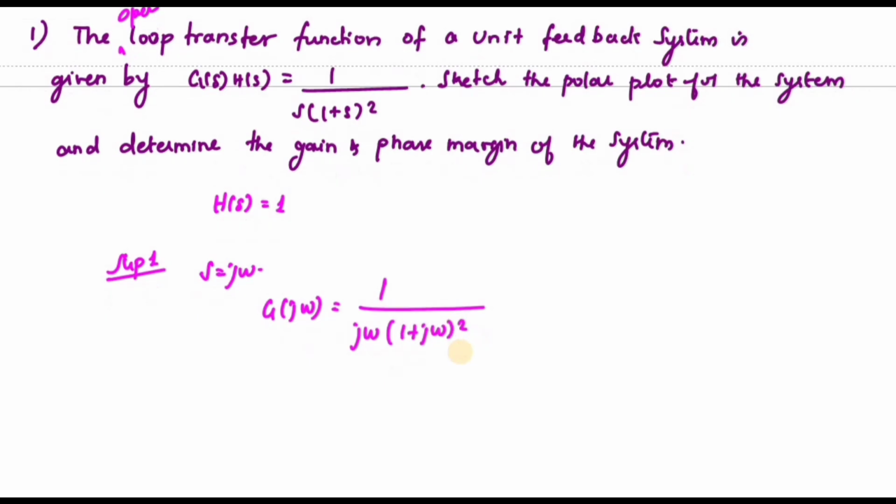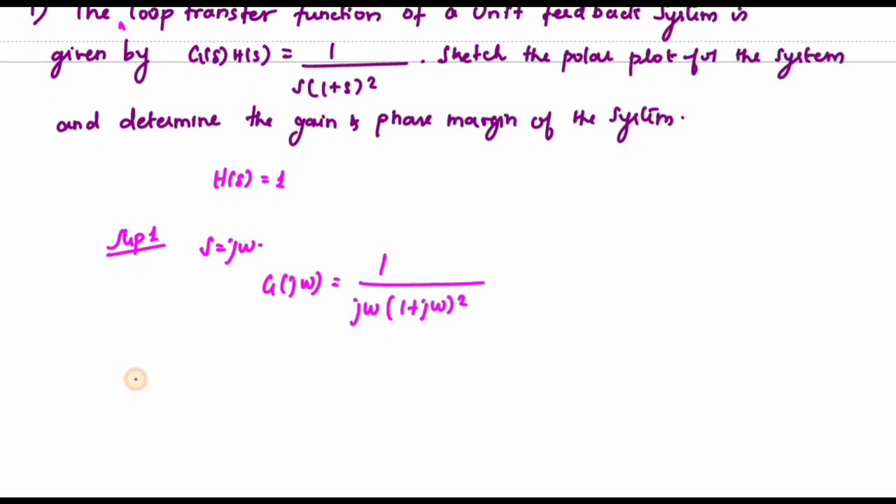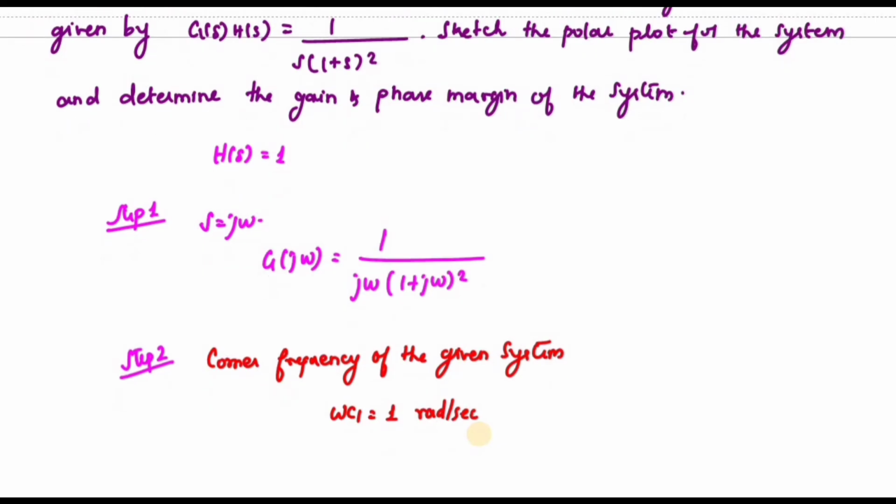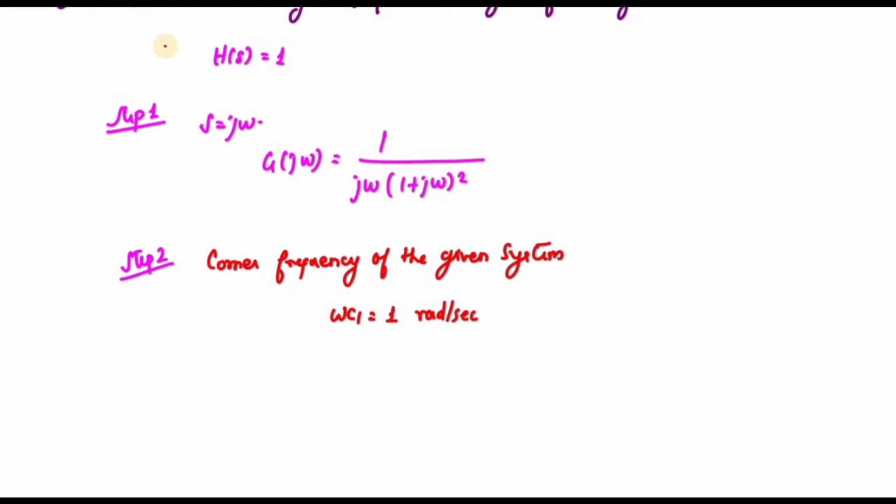The next step is to compute the corner frequency. In jω, you can see that ω is multiplied with 1. So for both jω terms, ωc is the corner frequency, which is equal to 1 radian per second. Since jω is multiplied with 1, I am writing the corner frequency as equal to 1.